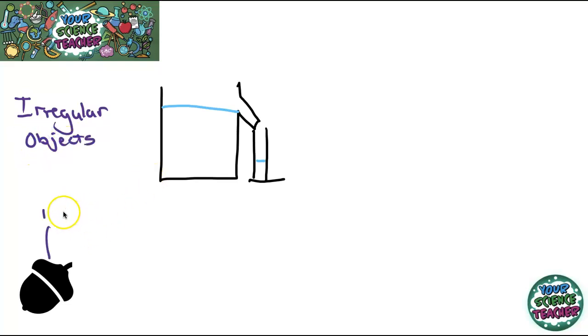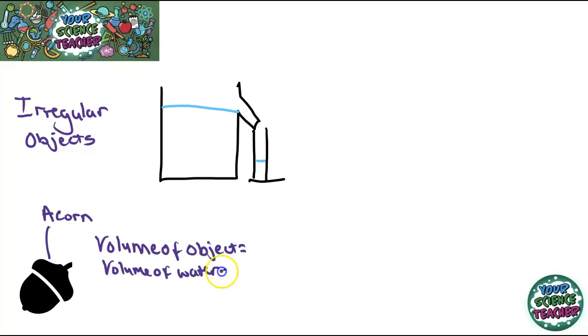So here I've got an acorn, and to find the density of this acorn, we're going to have to use Archimedes' principle. Archimedes' principle basically states that the volume of an object is equal to the amount of water that it displaces. It's said that in Greek mythology, when Archimedes found this out, he ran through the streets of Greece naked, shouting "Eureka" when he found out that the volume of the object is equal to the volume of water displaced, because he was taking a bath and he noticed the water level rise when he got into the bath, and that's how he supposedly found this out.